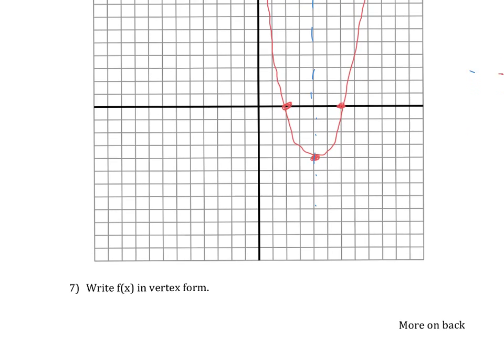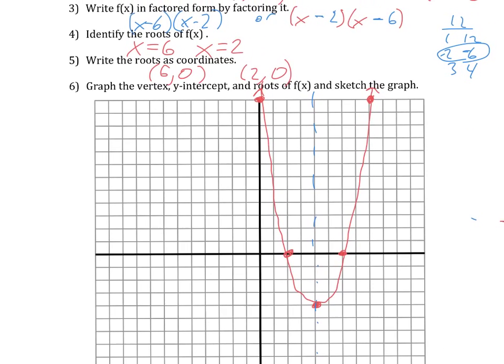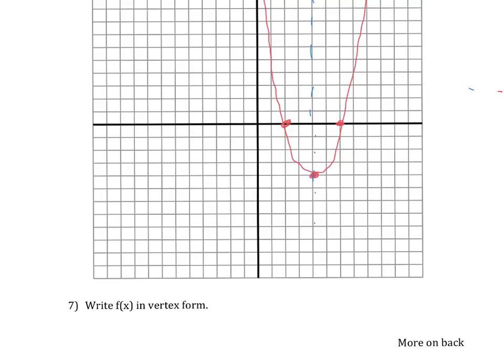Alright, number 7, write this in vertex form. Vertex form, if you recall, was the a number, if there is one, times x minus h squared plus k, where h and k come from the vertex. Well, the vertex, again, was 4, negative 4, so as far as our vertex form goes, we put those numbers in here and here.